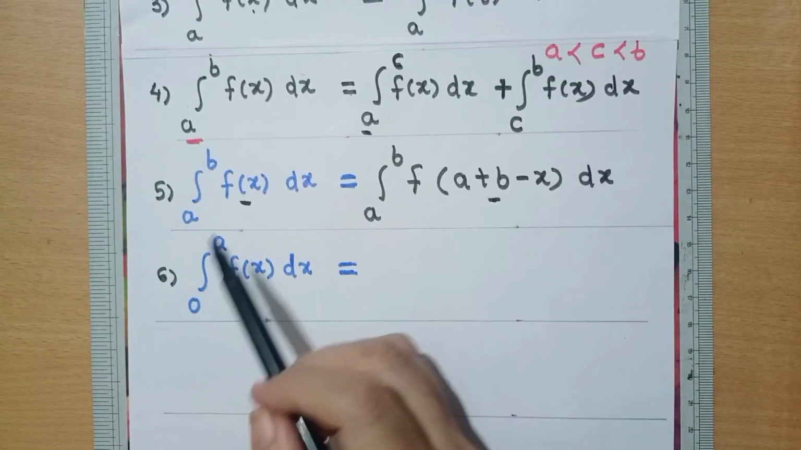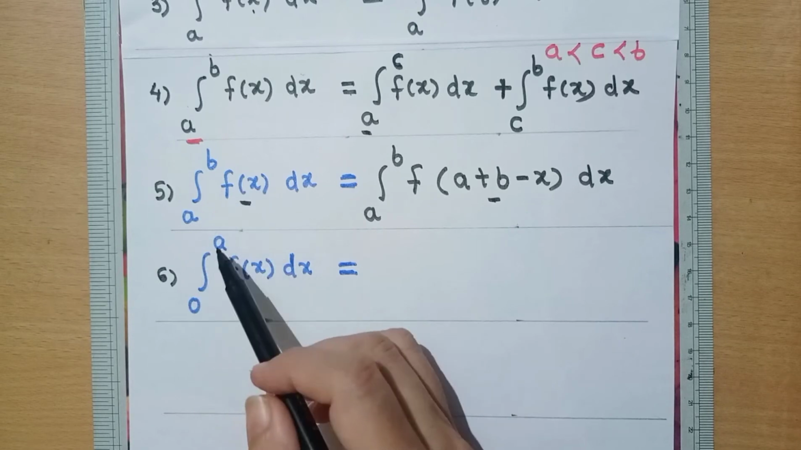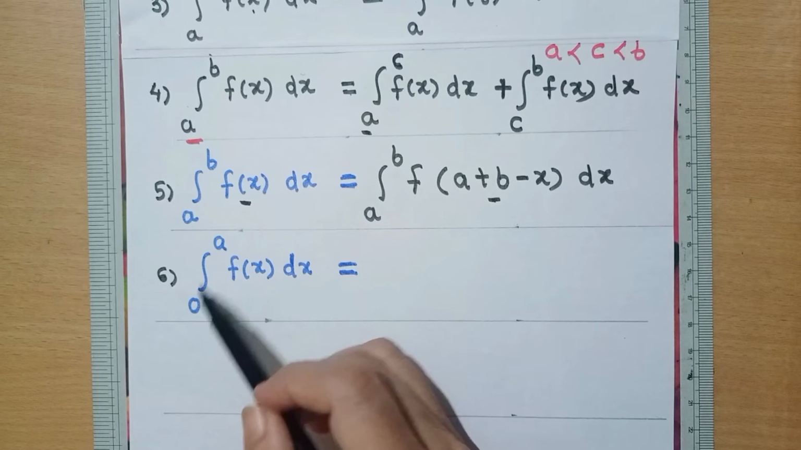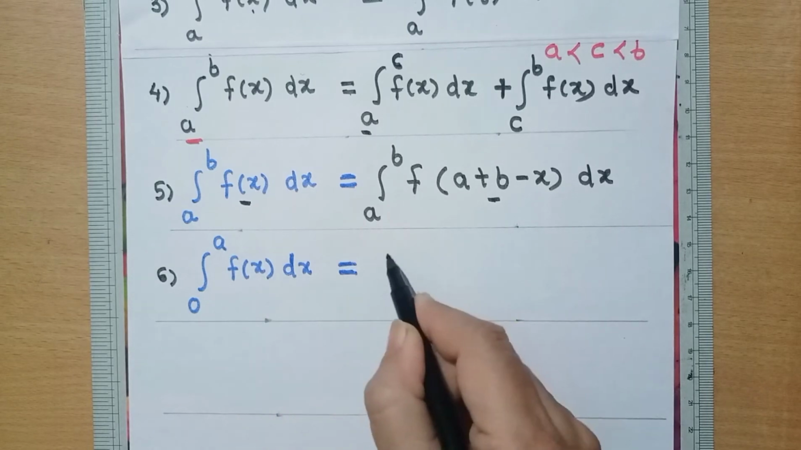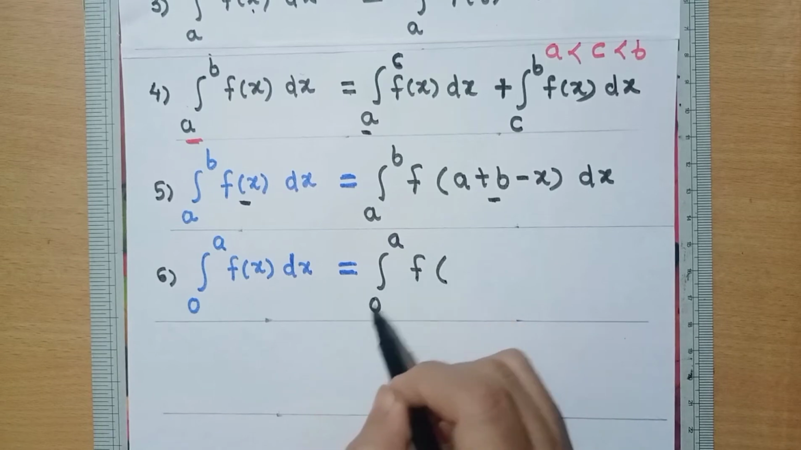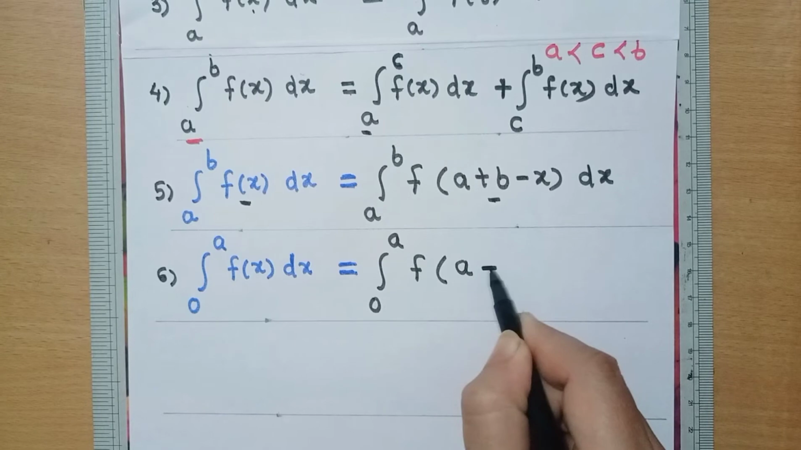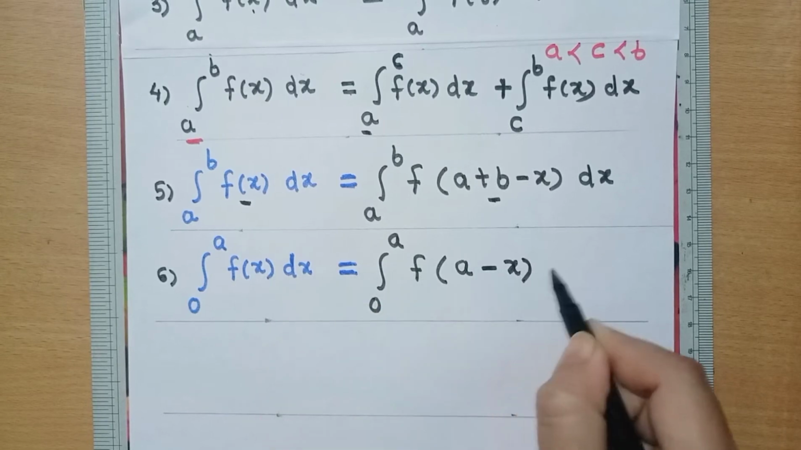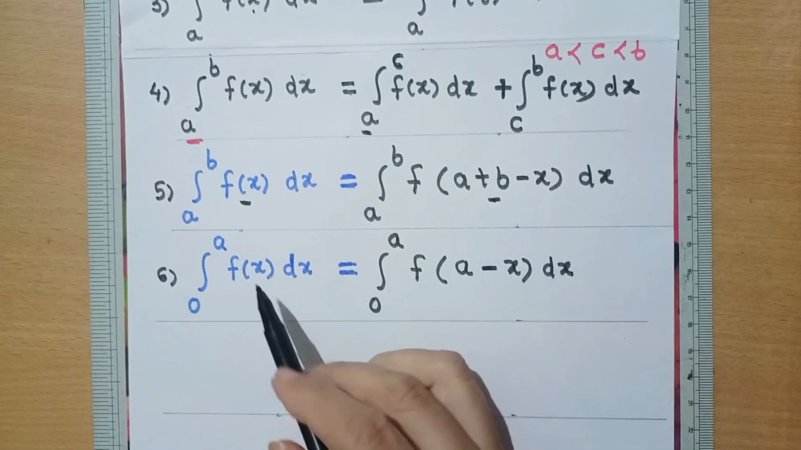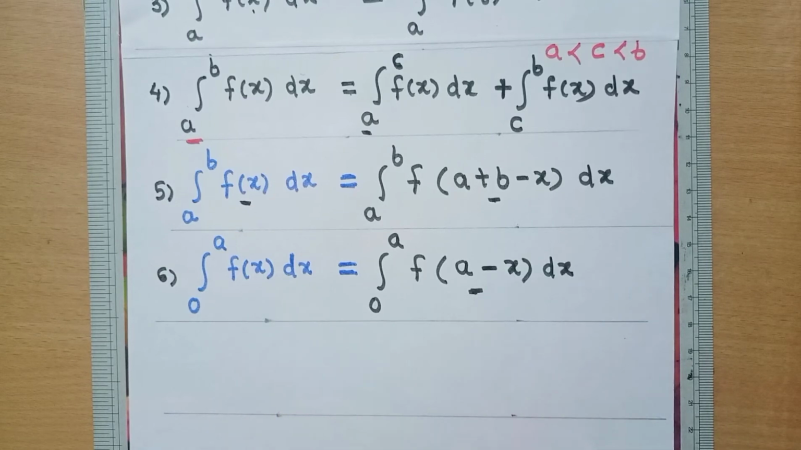Now this property sixth is same as fifth one, and here lower limit is 0, upper limit is a. So 0 to a f(x) dx is same as 0 to a f of, add up these limits. So 0 plus a is a, then subtract this variable and then write down dx. That means we can express this integral as this.